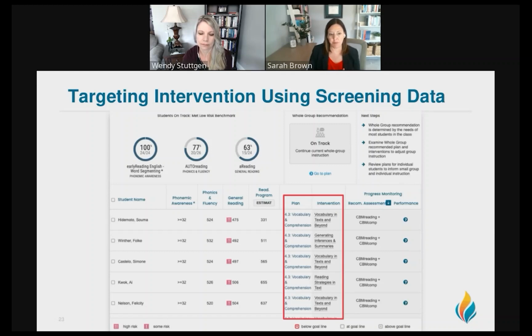Whichever screening tool you use, it's really important to have some way to quickly target intervention so they can begin immediately after screening. Wendy, I also know that you work with your districts to target interventions to students, and I'm hoping you can share some about how you think about this work.